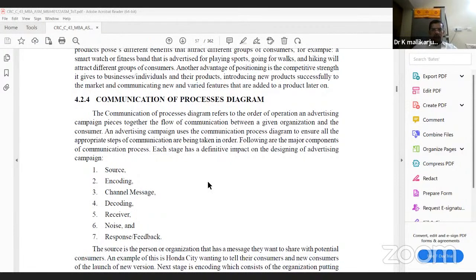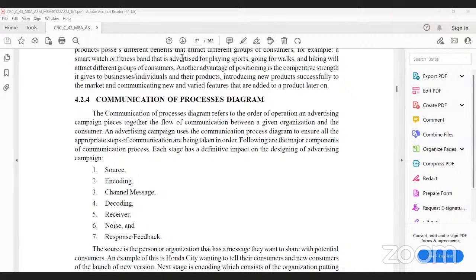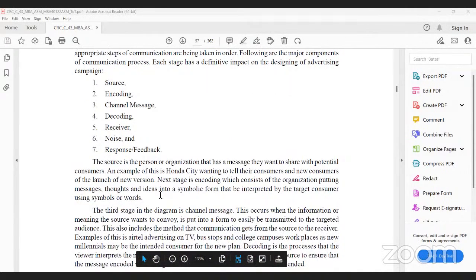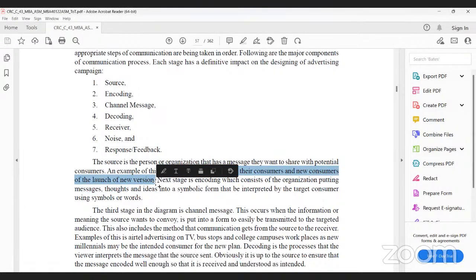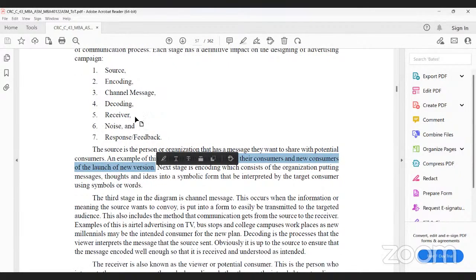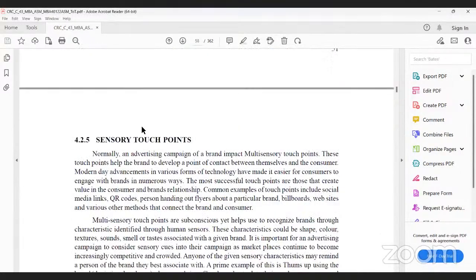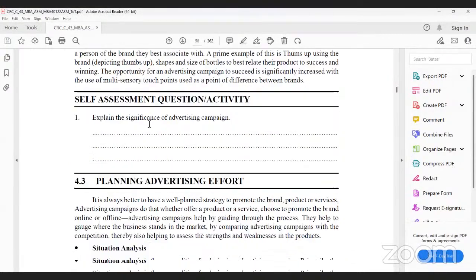it moves to channel, then decoding, receiver, noise, and the response, and the final is feedback. So starting with source and ending with feedback, see that Honda City wants to tell its customers and new customers about the new version. So the next stage is encoding. Now there is a stepwise process of communicating, and sensory touch points are also there. Some companies can be giving.